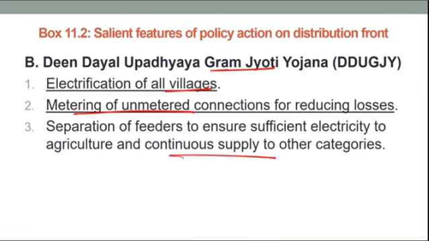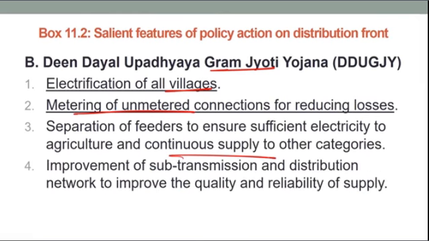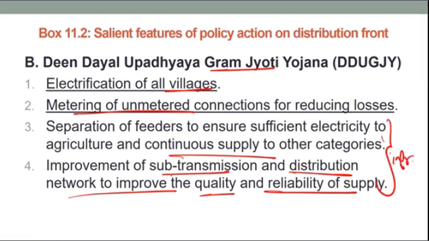Continuous supply has to be given. For this, we have to make the infrastructure of electricity provision proper. That is another aspect. Sub-transmission, distribution network, again, all about quality and reliability of supply. Both this is about proper infra. So all you have to remember is infra has to be improved to improve quality and continuous supply and reliability.